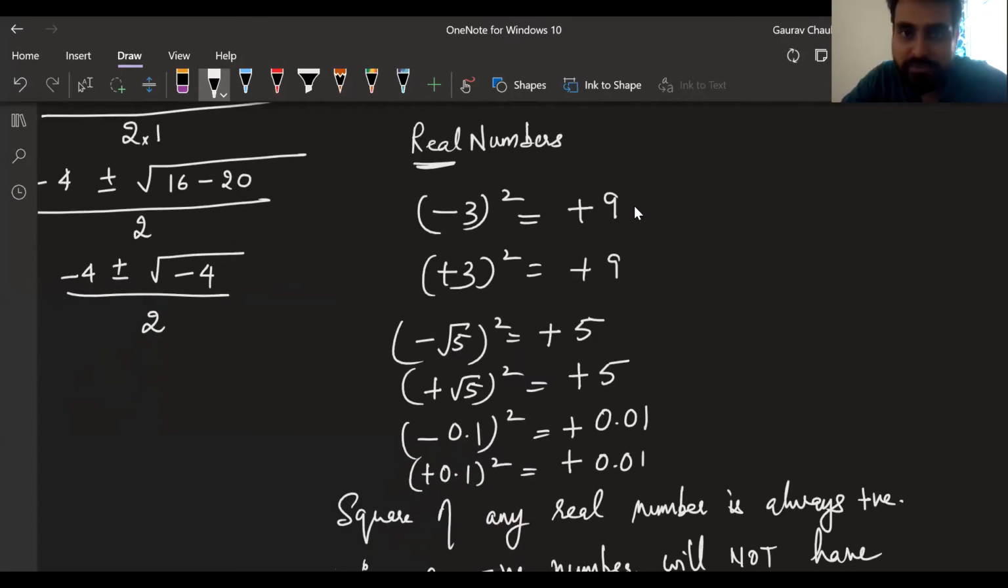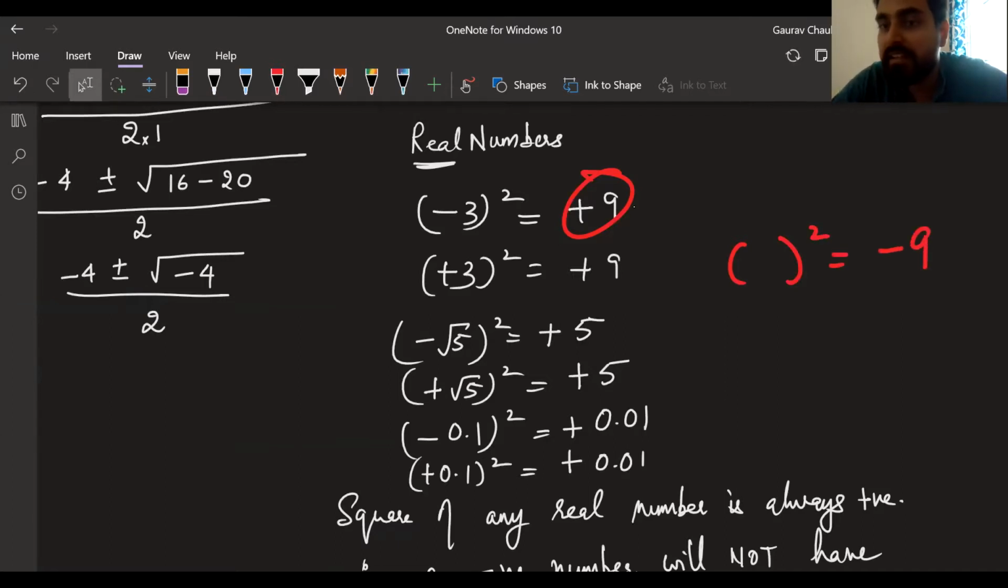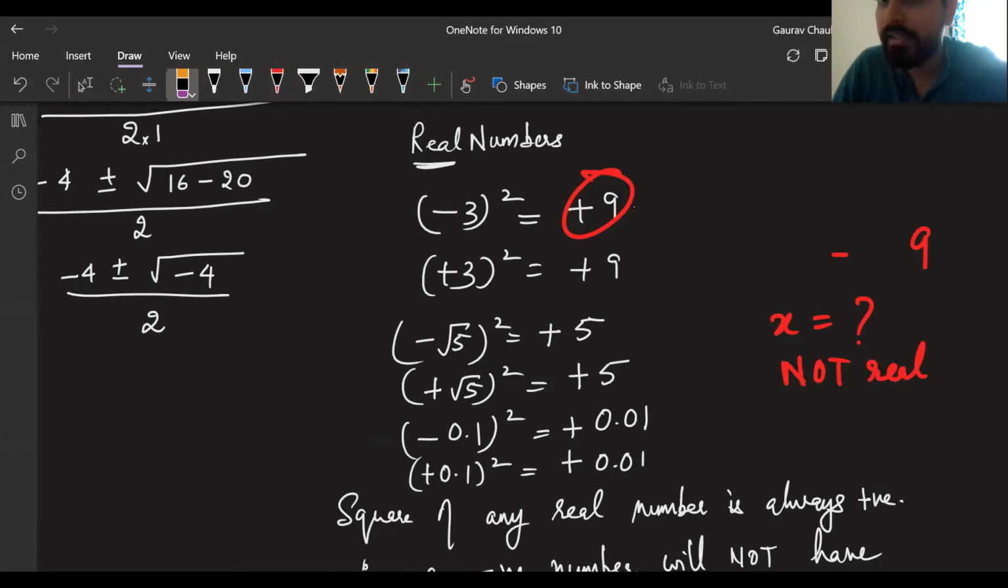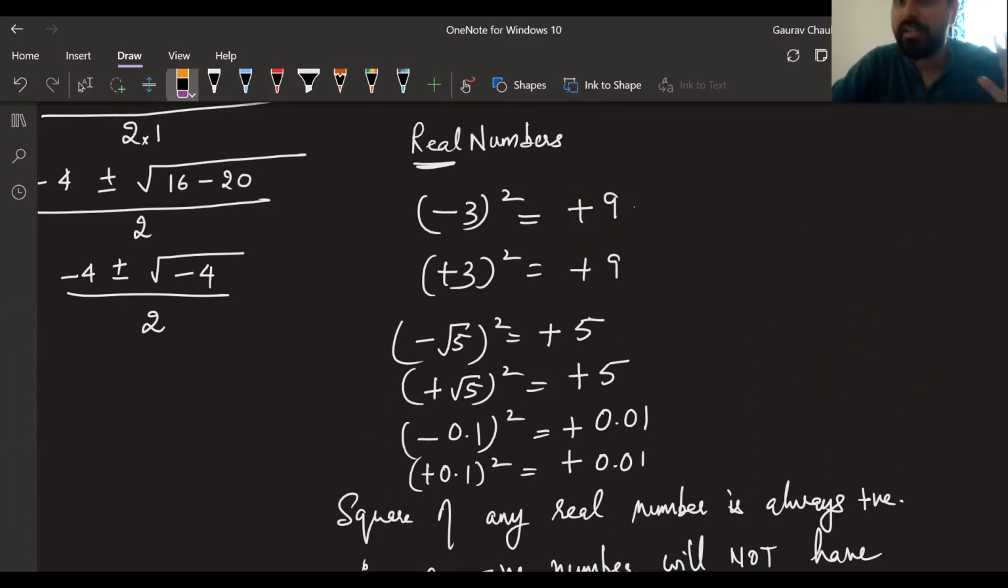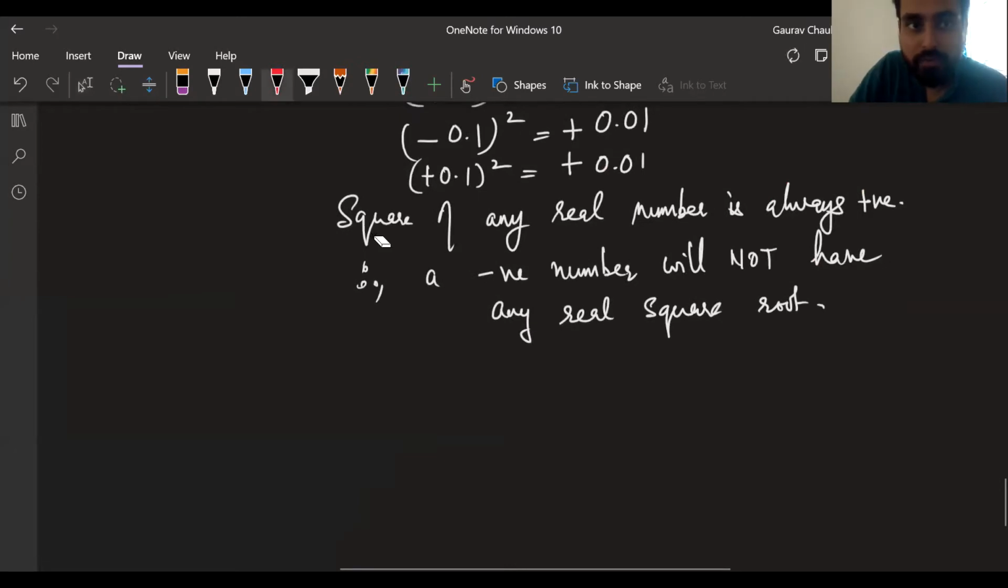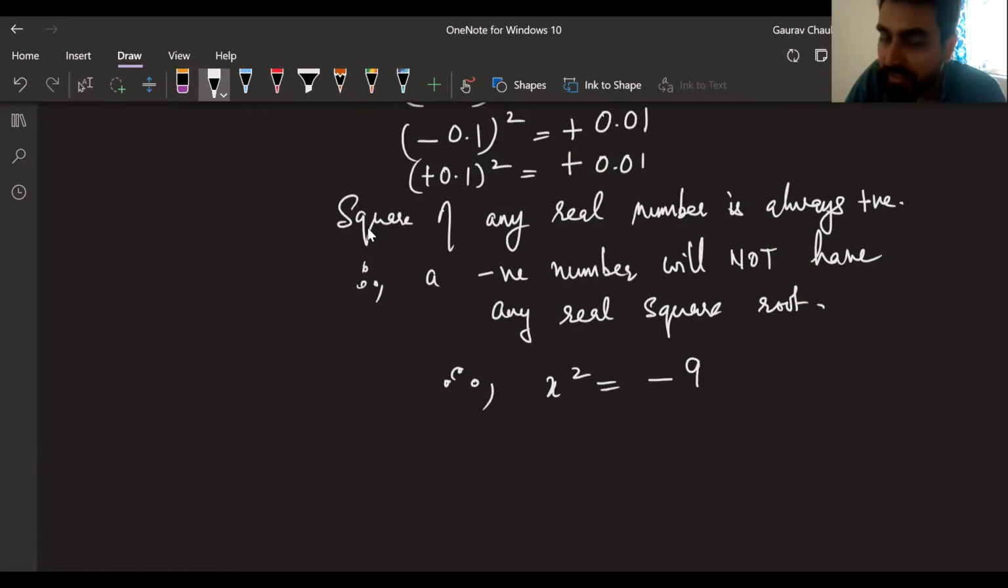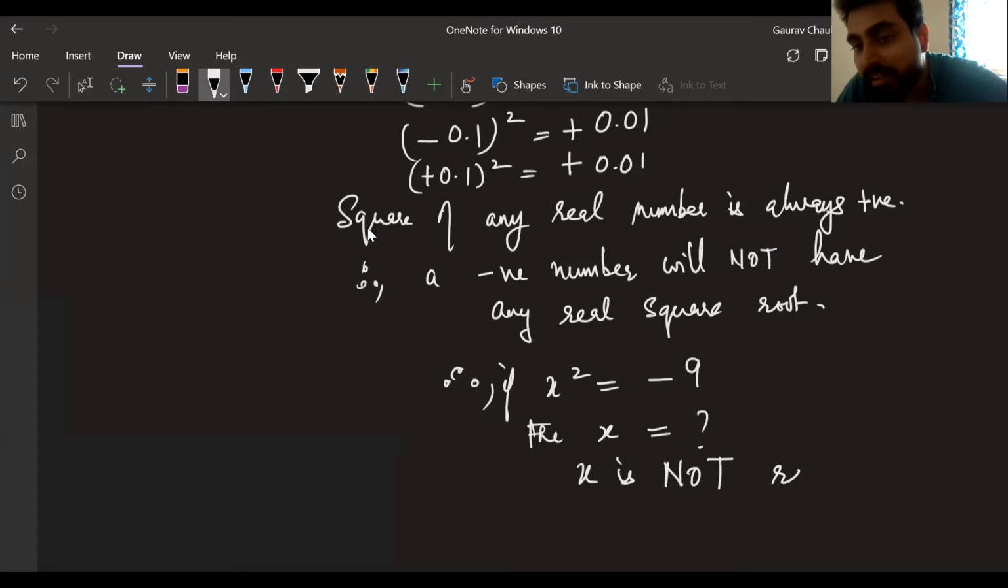Are you following me here? If the RHS becomes negative, so if I have something like x square is equal to minus 9, then what is this x? It is not real. It is imaginary, that you will learn later. But right now, it is not real. Therefore, x square equal to minus 9, then x is not real.